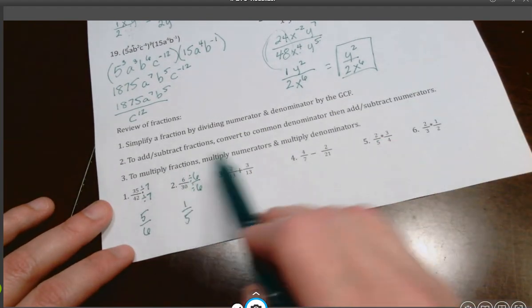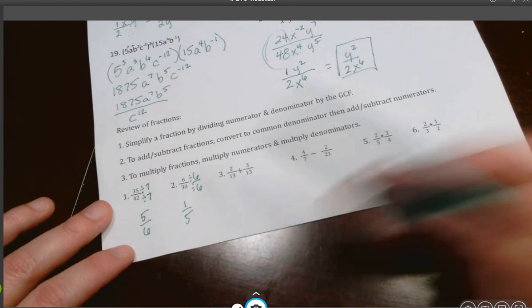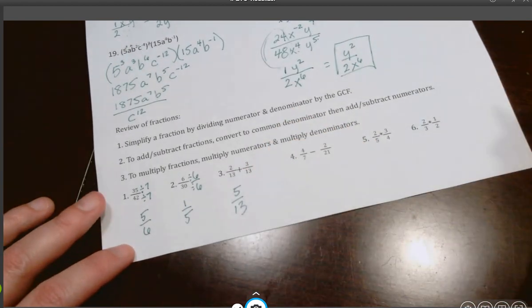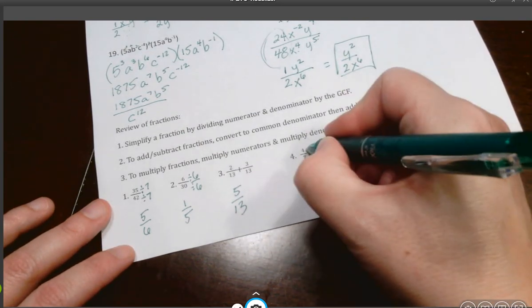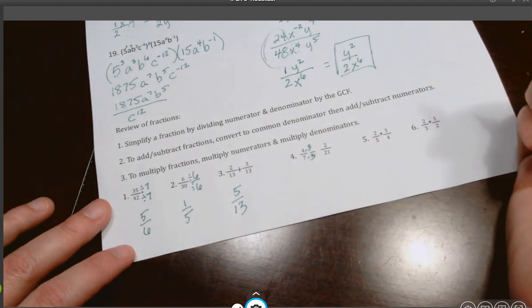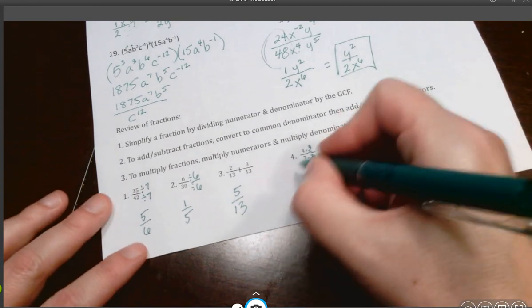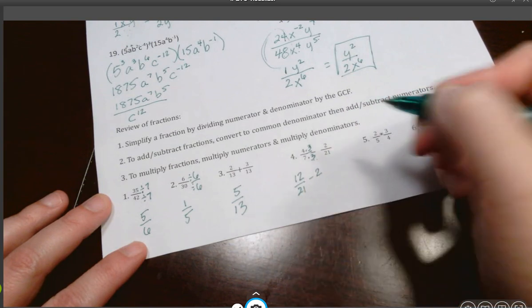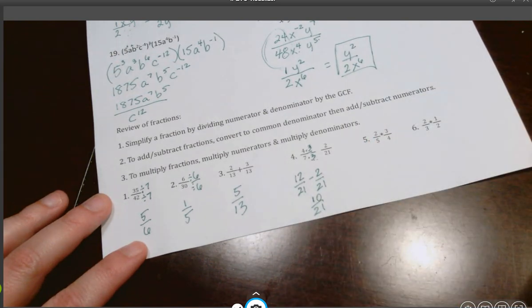To add and subtract fractions, convert to a common denominator, and then you add or subtract the numerators. So these already have a common denominator, so I'm just going to add the numerators to get 5 over 13. These do not have a common denominator, so I can get a common denominator of 21 by multiplying the first fraction by 3 over 3. You're allowed to multiply by 3 over 3 because you're essentially multiplying by 1. 3 divided by 3 is 1, which does not change your fraction. So I have 12 over 21 minus 2 over 21, and I end with 10 over 21.